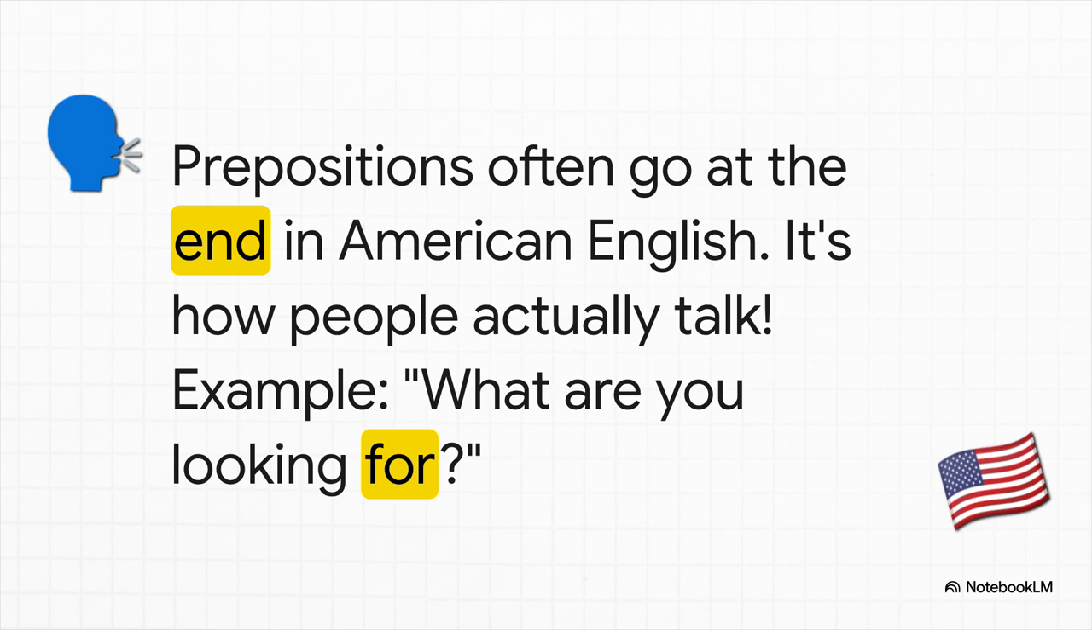And here is another fantastic tip for sounding natural. I bet at some point you learned a rule that said never end a sentence with a preposition, right? Well, in conversational American English, you can totally forget that rule. It is completely normal and natural to ask, "Who are you going with?" Or "What are you looking for?" Honestly, this is how real people talk every day.